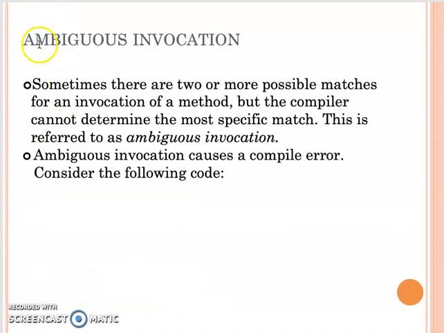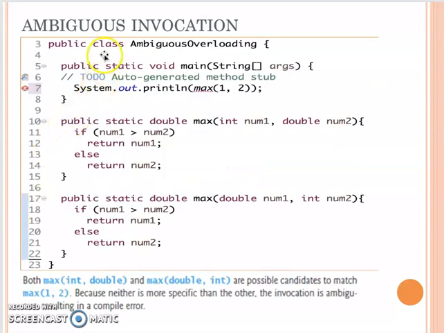Sometimes we have an ambiguous invocation. Sometimes there are 2 or more possible matches for an invocation of a method, but the compiler cannot determine which one is the best match. That's why we call it an ambiguous invocation. An ambiguous invocation will cause a compile error. What does that mean? You can see this in our demo file, and you can run it yourself too. When you open it, you will see an error here.